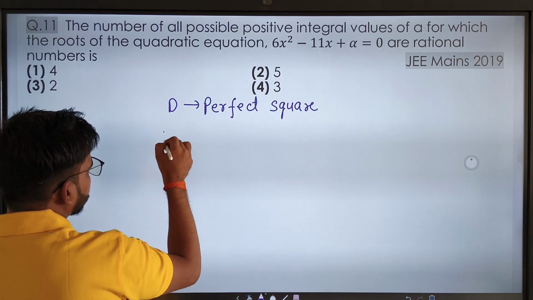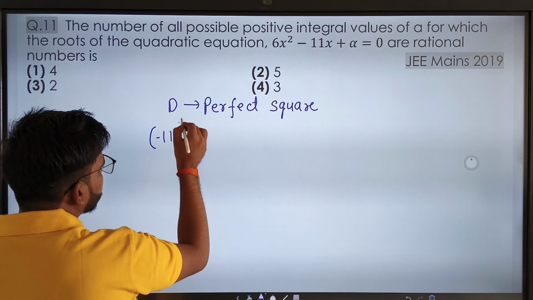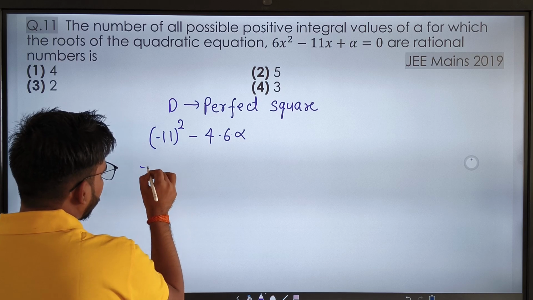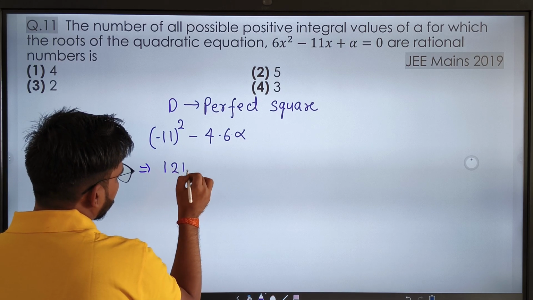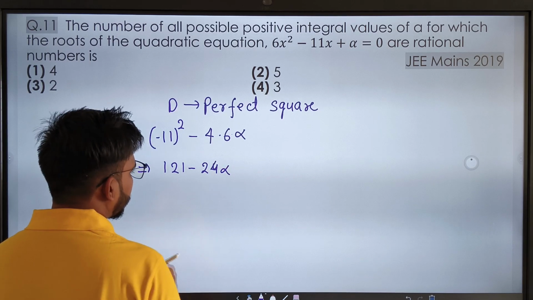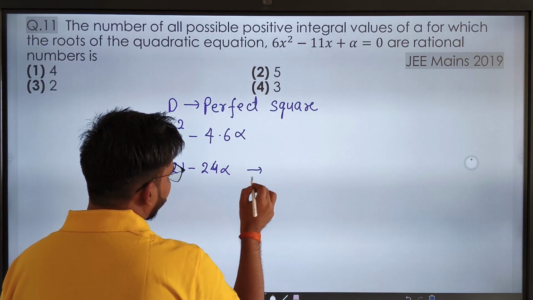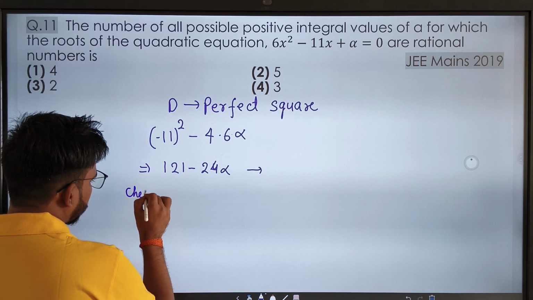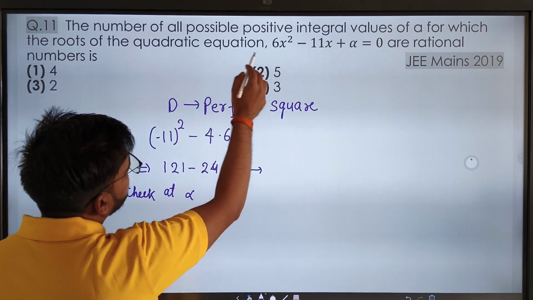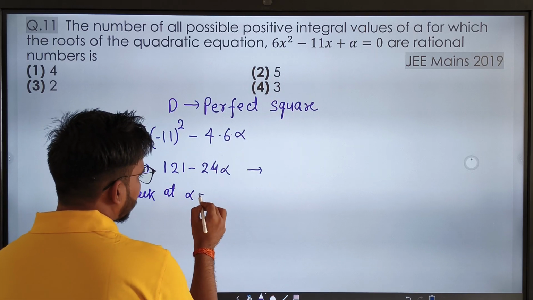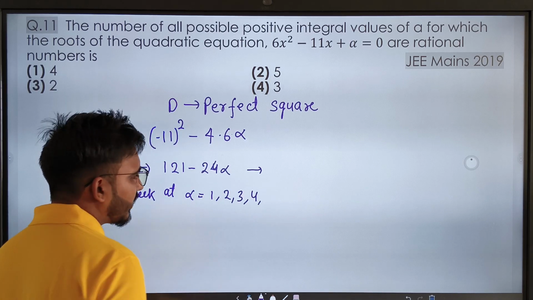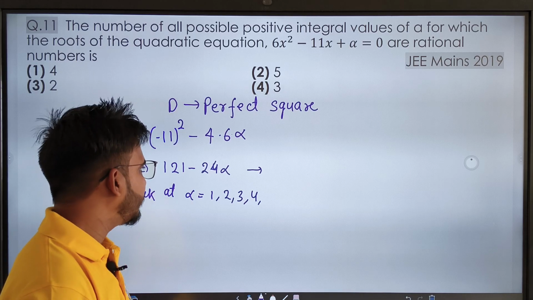That is b square, which means minus 11 whole square minus 4 times 6 into alpha. So it is going to be 121 minus 24 times alpha. To make it a perfect square, check alpha equals the positive integral values. It means we should start from 1, 2, 3, 4, and we'll need to check all these integral values.